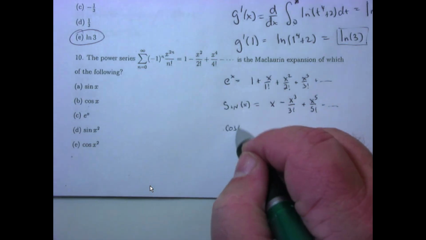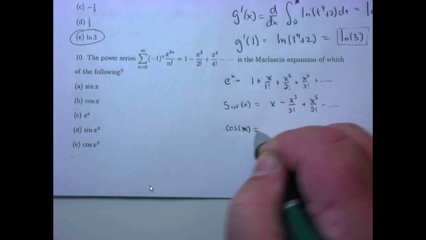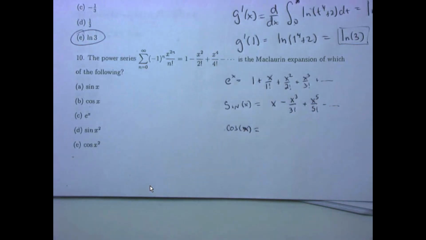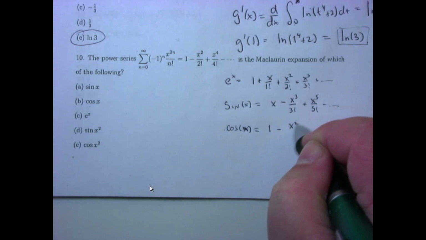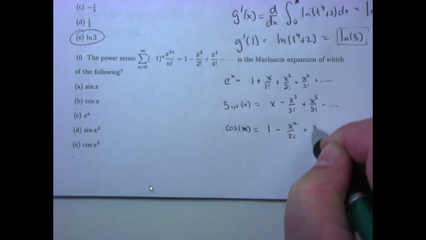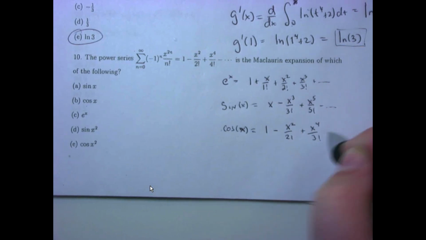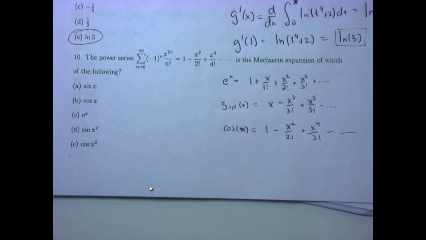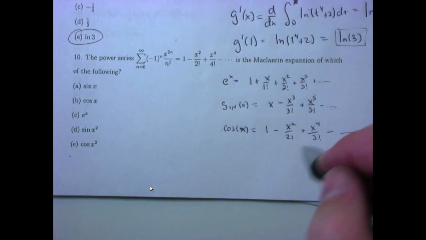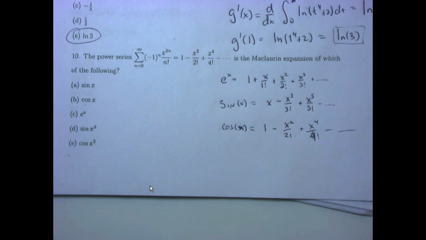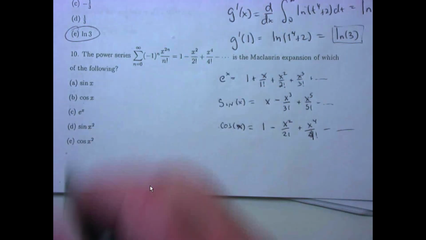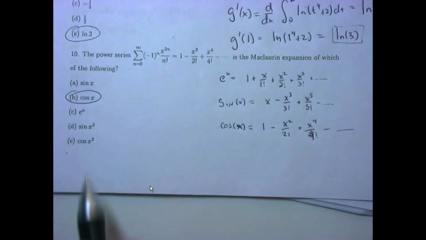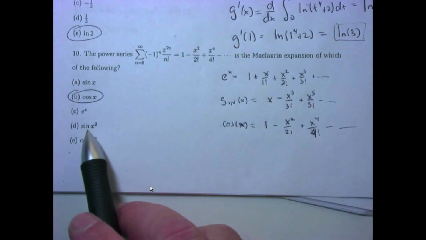And what was it for cosine? Maclaurin centered at 0, cosine of x. Cosine is an even function, so those are the even powers, which is: 1 minus x squared over 2 factorial plus x to the 4th over 4 factorial minus, and so on. 4 factorial, thank you, that's a typo there, which is exactly what they want. So what's my answer to this problem? B, cosine of x. But I have a question for you.